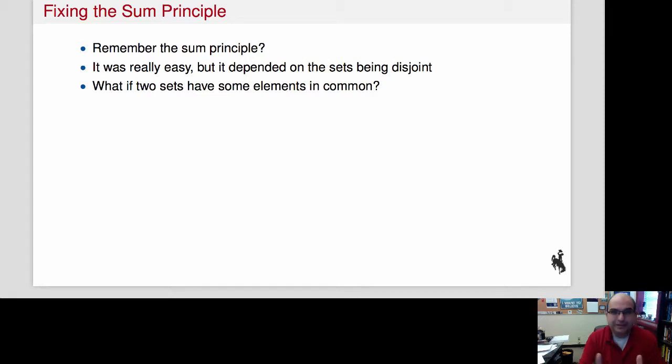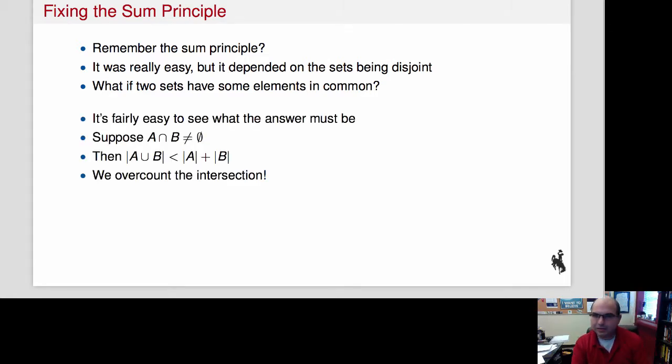Now, it's easy to apply, but unfortunately it requires those two things that I counted to be totally disjoint. So what do we do when they're not disjoint? In other words, what do we do when I'm counting two sets that actually have something in common? Our approach is going to follow a pretty simple principle. The cardinality of A union B is going to be a little bit less than the cardinality of A plus the cardinality of B. And you can see that in here.